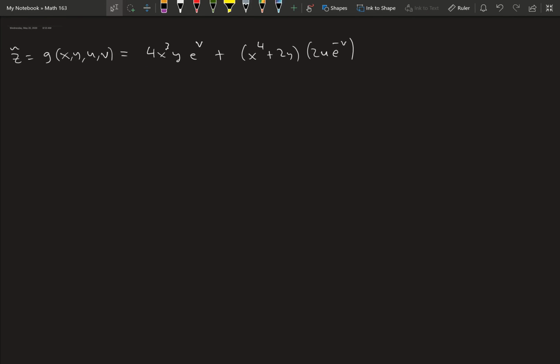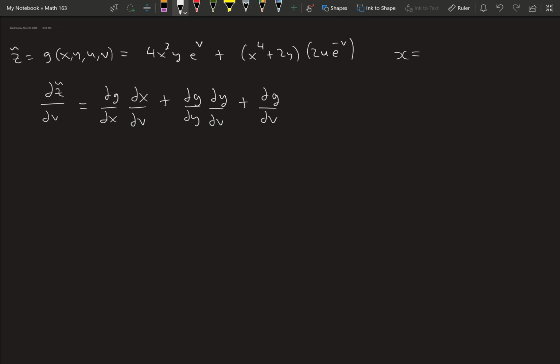Okay, so last time we ended with this given equation where we wanted to compute ∂z̃/∂v, which we formulaically saw was ∂g/∂x ∂x/∂v plus ∂g/∂y ∂y/∂v plus ∂g/∂v. And we also were given that x was u e^v and y was u² e^(-v).